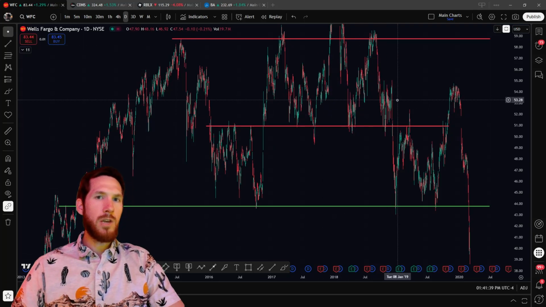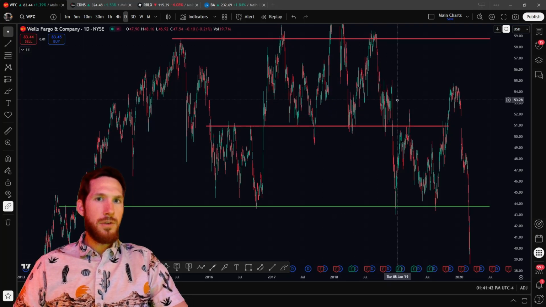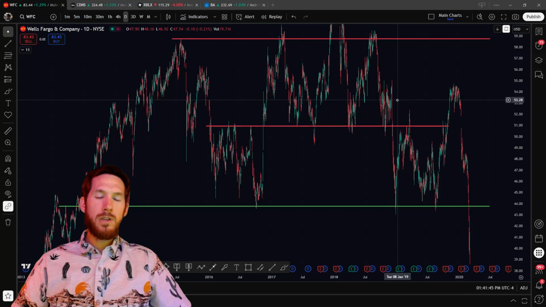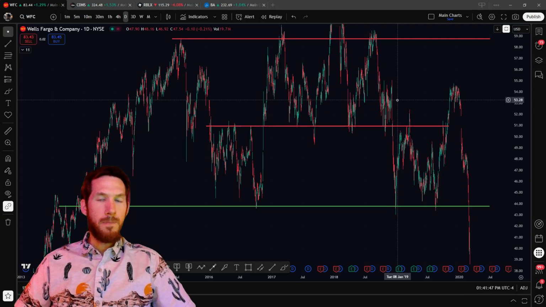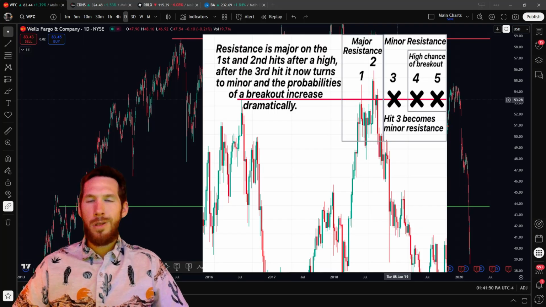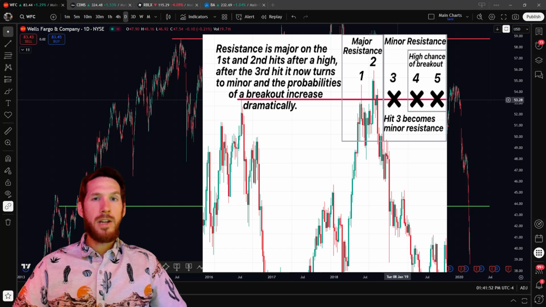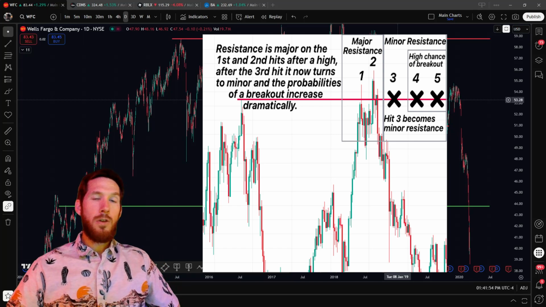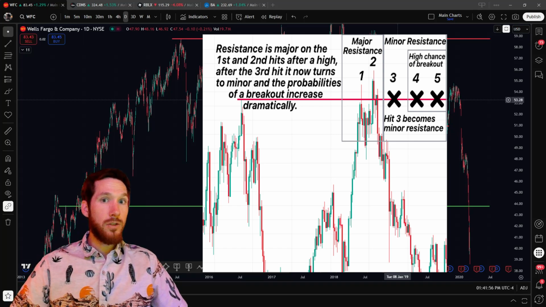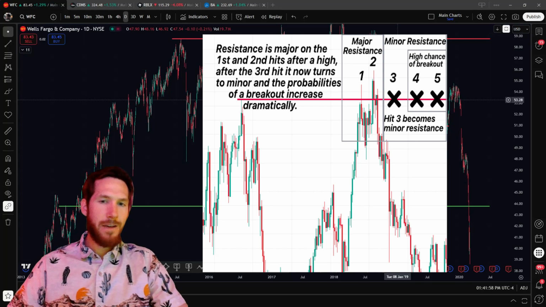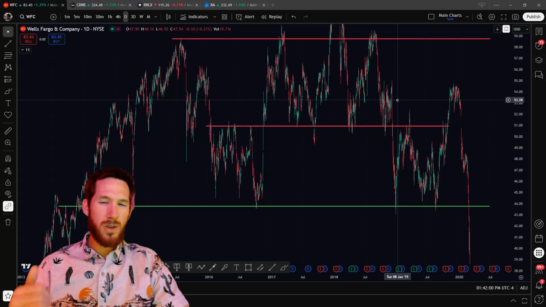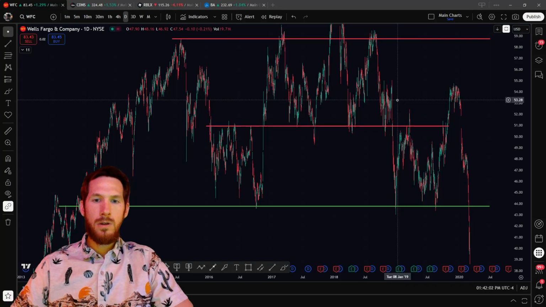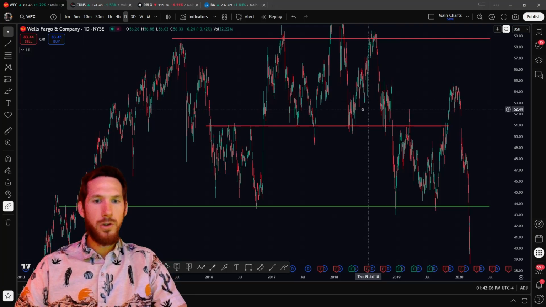Now you might be wondering, what leads to price breaking through a support and resistance level? I want you to think of it like you're trying to kick through a door, right? On the first kick, you're probably not going to break through the door, probably not even on the second kick. But on the third kick, you're probably going to crack the door at the very least, right? And then definitely by the fourth or the fifth kick, you are getting through that door. It's the same thing with charting. The more times that price hits a level, the weaker it becomes.